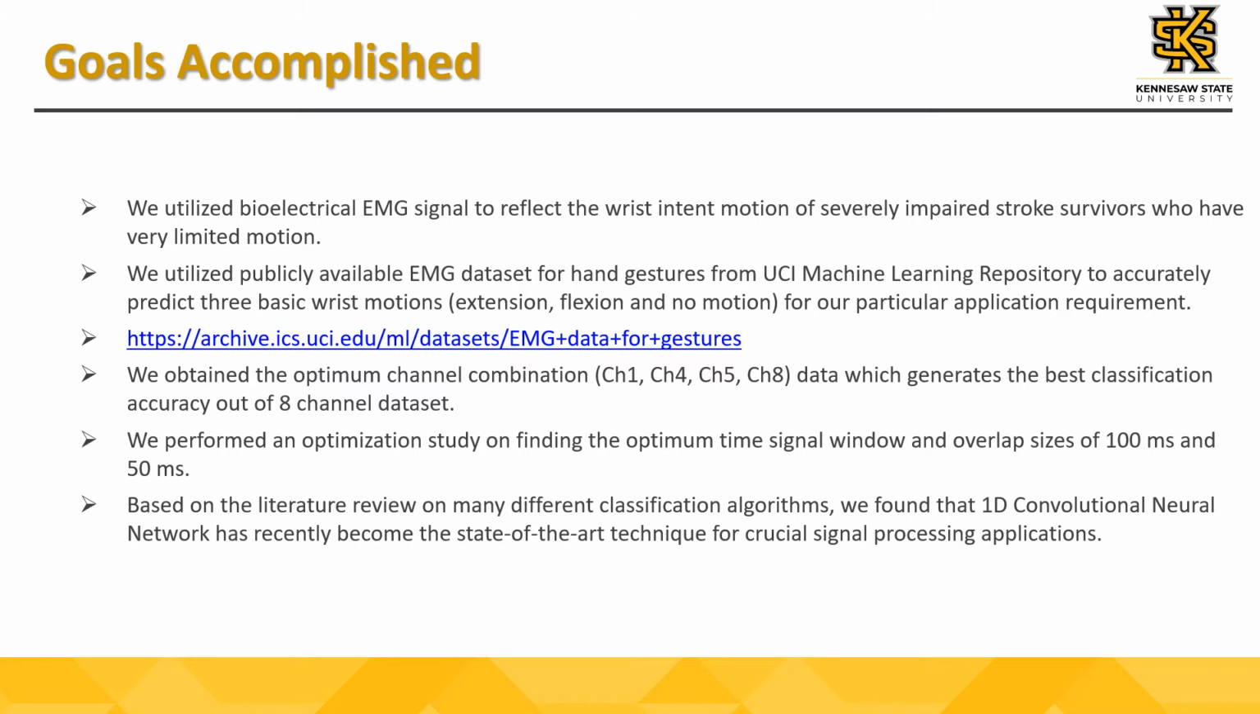We optimized the 8 channel dataset to a 4 channel dataset and found that the 4 channel combination 1458 generates the best classification accuracy. We also optimized the window size and overlapping window size, with 100 milliseconds and 50 milliseconds. Based on a literature review of many different classification algorithms, we found that one-dimensional CNN has recently become the state-of-the-art technique for crucial signal processing applications, and this is why we adopted one-dimensional CNN as our base model.